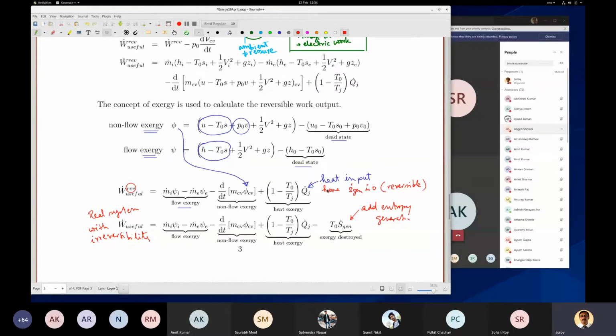Here entropy generation is 0 because it is reversible. So here you have to add entropy generation, and S dot gen is greater than or equal to 0. So this is for the real system, with irreversibility, and this is for the ideal, reversible system.